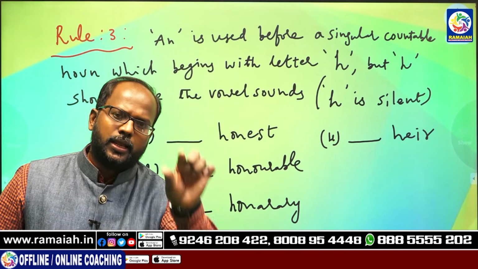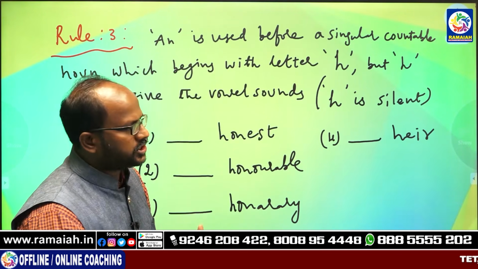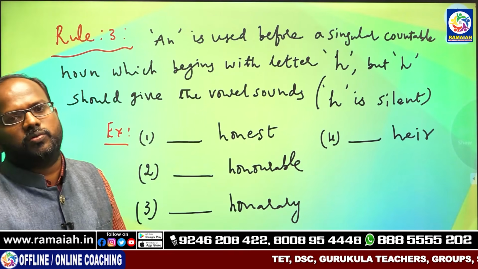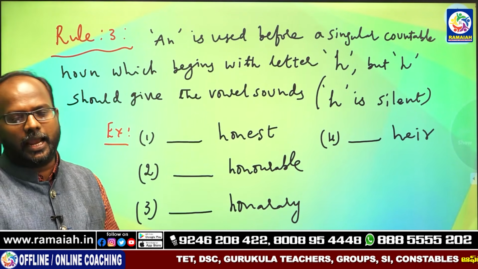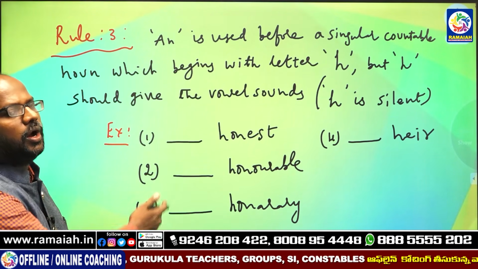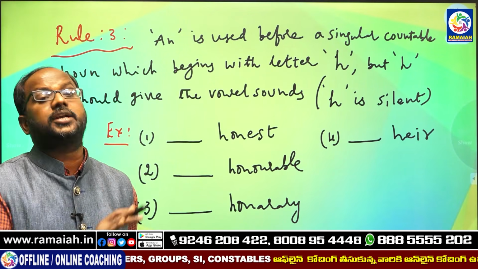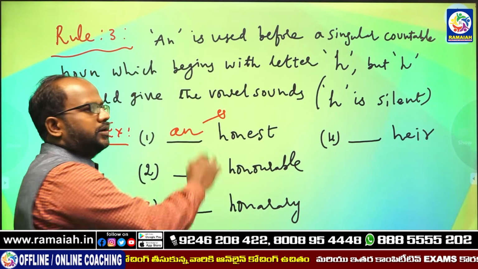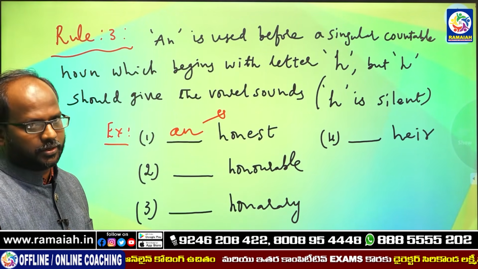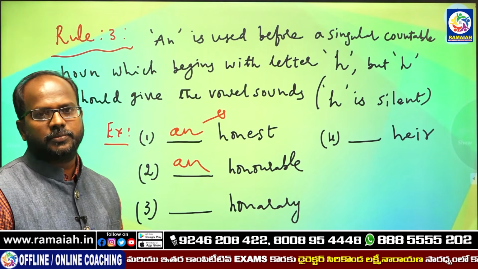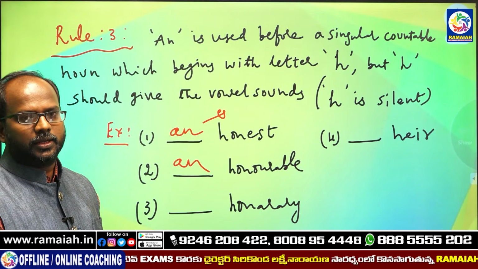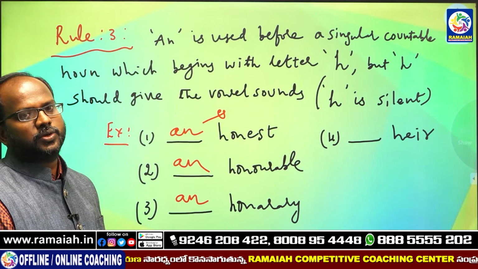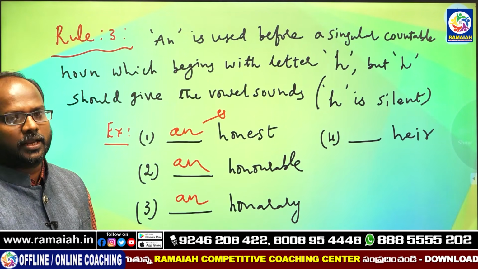If any word begins with the letter H and it gives the vowel sound, then we use the article an before it. Can you pronounce it? Honest man. Honest, not honest. An honest man. Abdul Kalam was an honest man. An honorable leader. Gandhiji was an honorable leader in the freedom movement. Honorary salary, honorary post. She is holding an honorary position in the organization.